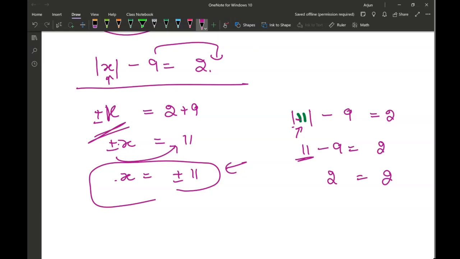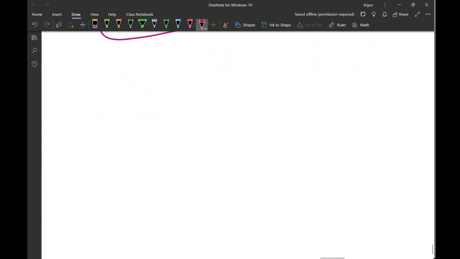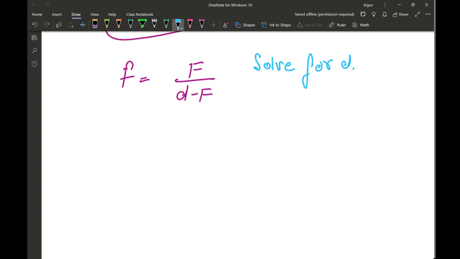I'm going to take a couple of questions from exercise 1.11 also, where some tricky formulas are given, and we have to solve for those tricky formulas. So for example, you're given an expression f equal to f upon d minus f. Basically it's the same algebra which we just learned, now in terms of variables or ABCD alphabets. I want to solve for d. How can I do that?